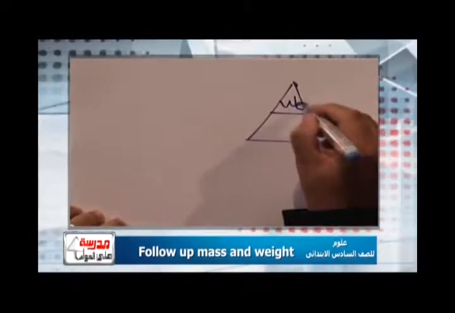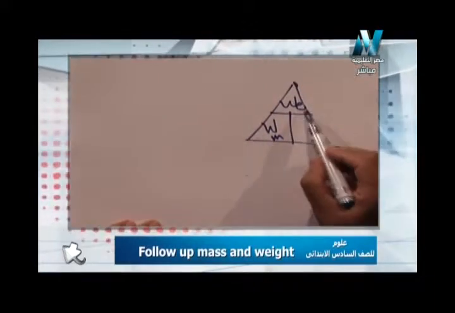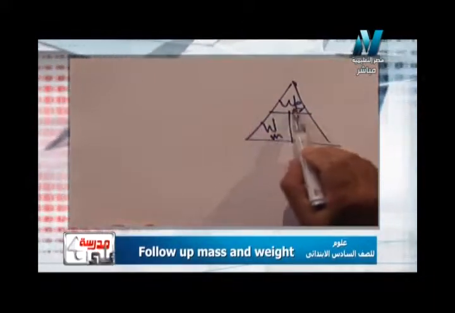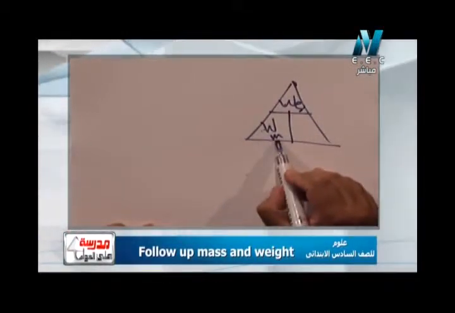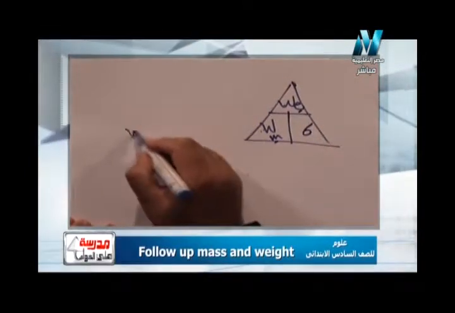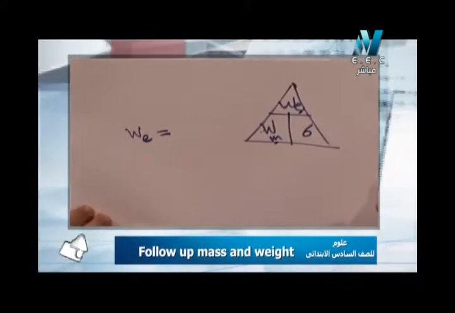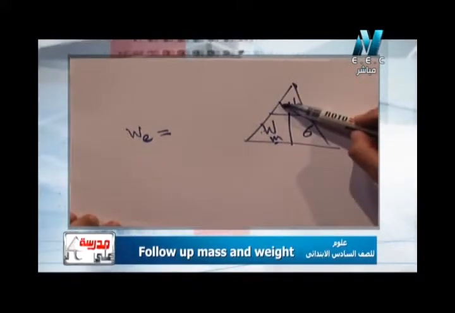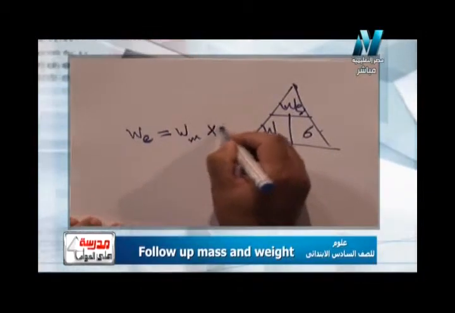The weight on the earth, the weight on the moon. Look here, weight on the earth; the letter E here stands for earth. Weight on the moon, the letter M stands for moon. By 6. So if I want the weight on the earth, what can I write? Put your pen here: weight on the moon by 6.